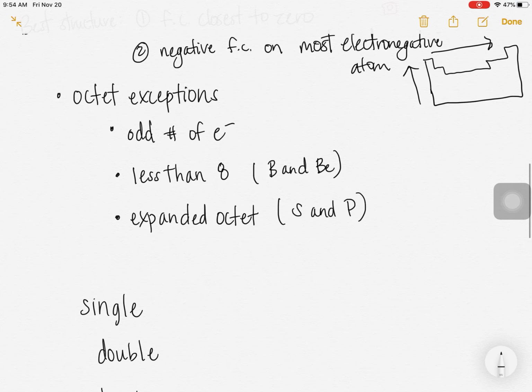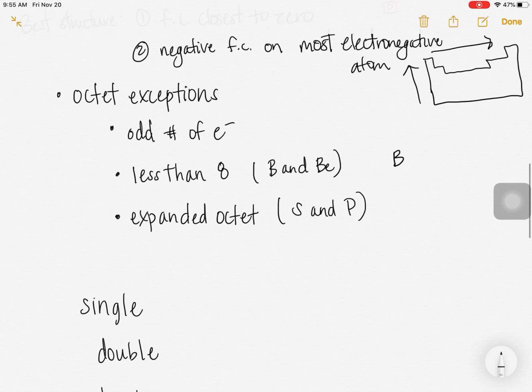All right, then we learn that while it's important to know that the octet rule is followed a lot of the time, it's not always followed. And so there are a few exceptions, and you should be aware of these. The one that's probably least worth being aware of is this first one of having an odd number of electrons. But you should know that if you have an odd number of electrons, you'll never satisfy the octet rule. The second one occurs when we have a structure that is an okay structure with less than 8. And that primarily happens with B and Be.